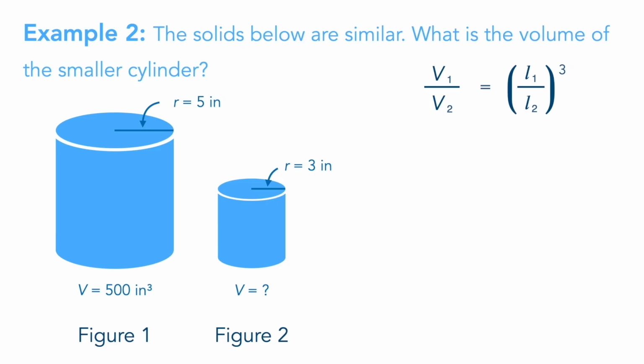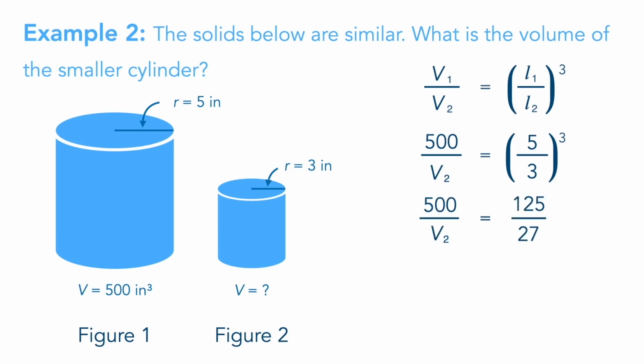Since we know the length of the radius of both cylinders, we can use 5 inches for our length in figure 1 and 3 inches for the length in figure 2. So if we substitute 500 for volume 1, 5 for length 1, and 3 for length 2, we can solve the equation for volume 2, or V2. First, we can cube the lengths to find that 500 over volume 2 equals 125 over 27.